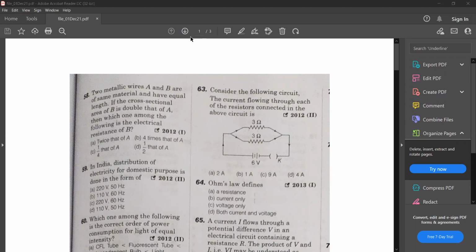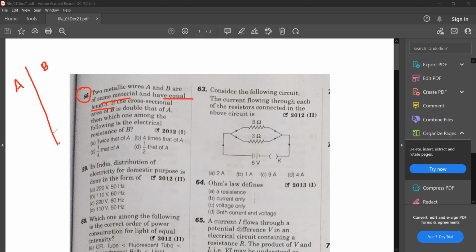We are going to see some previous year questions from NDA Physics. If you read the question number 58, two metallic wires A and B are of same material and have equal length. If the cross-sectional area of B is double that of A, then which one among the following is the electrical resistance of B? Okay, so read the options. Twice that of A, 4 times that of A, 1 by 4 that of A, 1 by 2 that of A. Okay, so we have two metallic wires A and B.